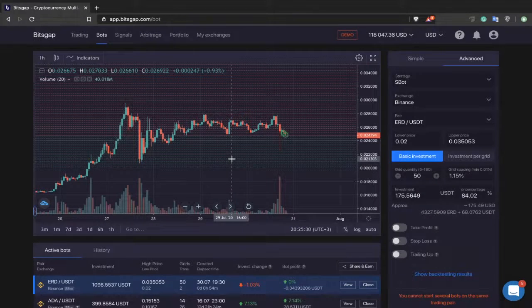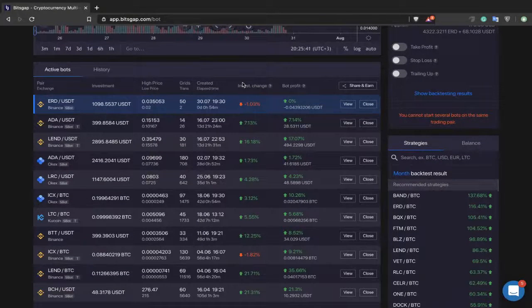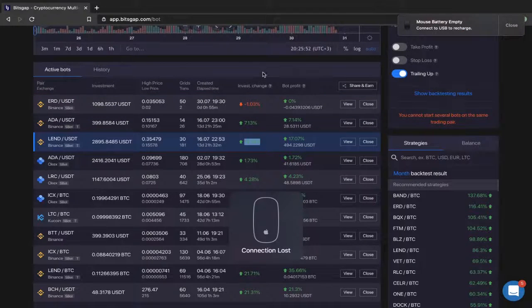Well, there's a question: a correct time to exit the bot would be when the bot is above the initial entry. Well, the optimal scenario to exit the market is when you have your investment change in the positive zone. So you see, Lend trading to USDT is now plus 16%. That's the return, which I can already fix if I click on close. Whereas it doesn't mean that I am below or above the entry price.